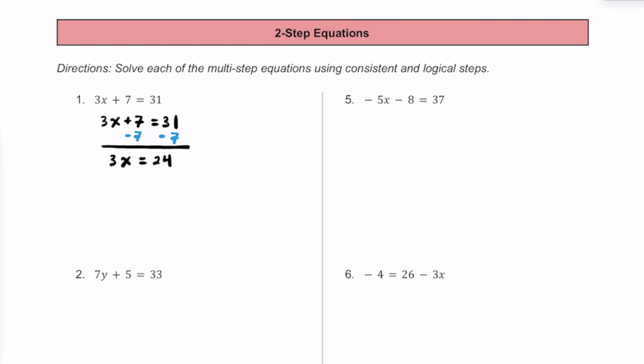The inverse of multiplying x by 3 is going to be dividing this by 3. So 3 divided by 3 is going to be 1x, which is also known as just x. We don't have to write the 1 as the coefficient by the identity property of multiplication. Then 24 divided by 3 is going to be 8. So x equals 8 would be the solution for this equation. And you can plug it in to check to make sure it works as well if you would like to.